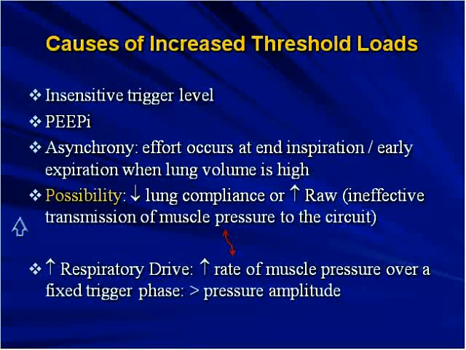There's also the possibility that decreased lung compliance or increased airways resistance itself may cause threshold loading because of an ineffective transmission of muscle pressure to the circuit. So in cases where patients have increased respiratory drive, the rate of muscle pressure development over time, over a fixed trigger phase, causes that increased pressure amplitude, which I was showing in the previous slide.